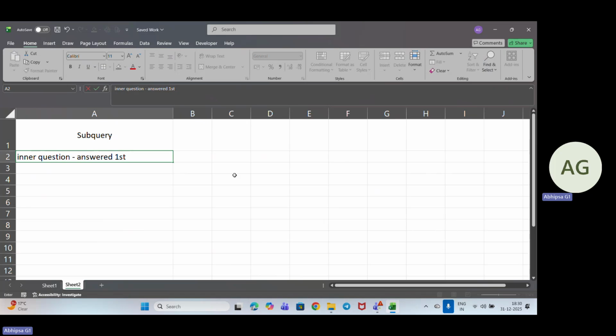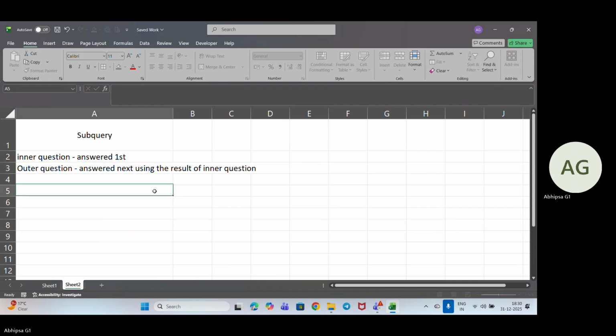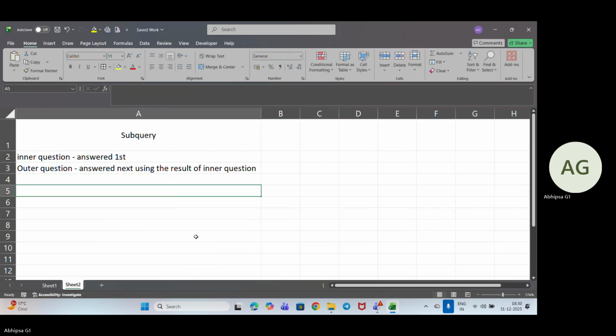Next, coming down to the outer question. This should be answered next using that result, using the result of the inner question.